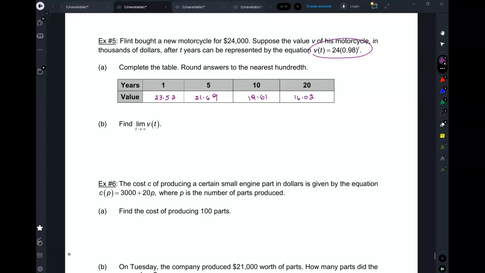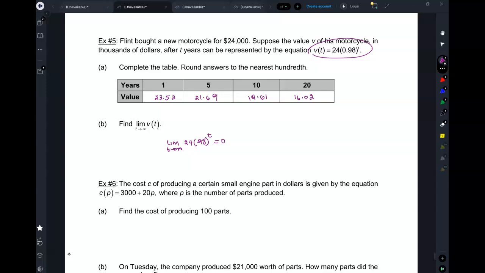What is the limit as t approaches infinity? So we predict, right? If this is an exponential decay function, eventually it will decay down to 0. And if you look at the function, does it? 0.98 is a fraction less than 1, to the power of t. If t is infinity, you're still going to have 1 over infinity, so it'll be 0. And we know it can't be negative just because it's in dollars.